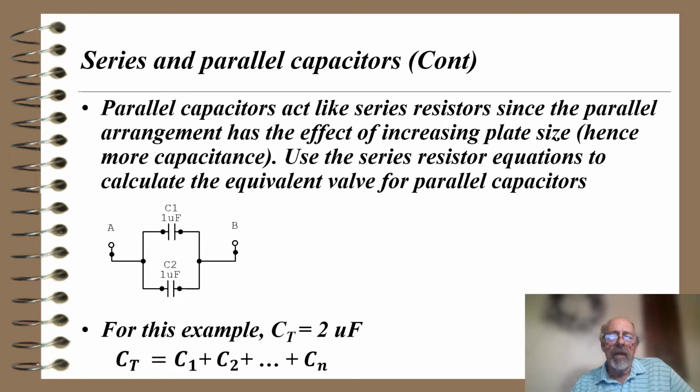Parallel capacitors, on the other hand, act like series resistors, since the parallel arrangement has the effect of increasing plate size, hence more capacitance. Use the series resistor equations to calculate the equivalent value for parallel capacitors. Here I have those same 1 microfarad capacitors in parallel. For this example, the total capacitance would be equal to 2 microfarads, the sum of the two values. And again, we use a similar equation to the series resistor equation. The total capacitance is C1 plus C2 plus ... plus C sub n.